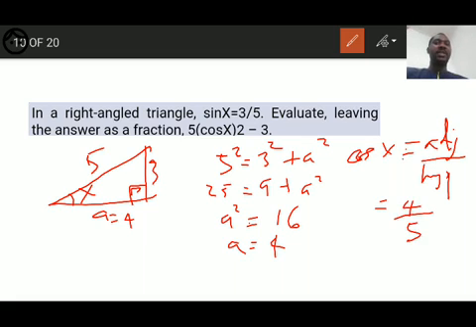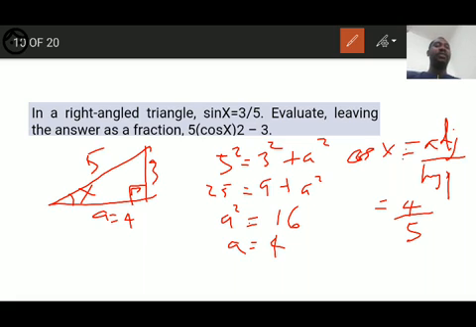Now, I want to say this. If you notice in this question, the angle was not specified, because your x angle can either be an acute angle or an obtuse angle. If you are dealing with an acute angle, all the trigonometric ratios are positive. But if you are dealing with an obtuse angle, only the sine ratio is positive. That means the cosine can be negative and the tangent can also be negative.